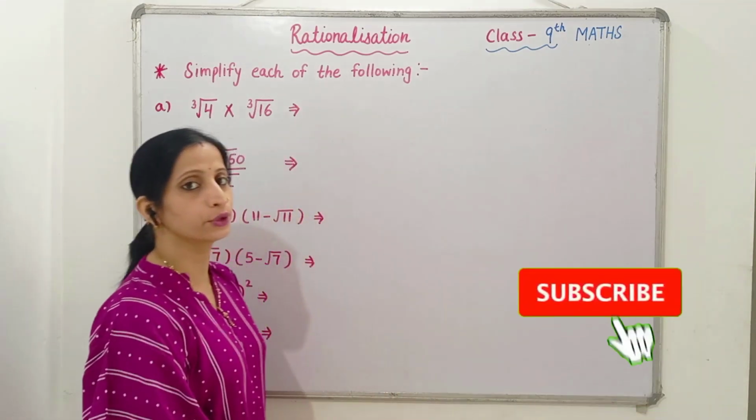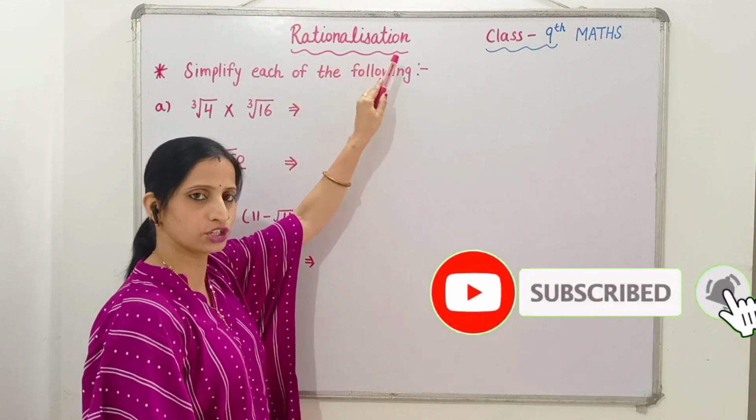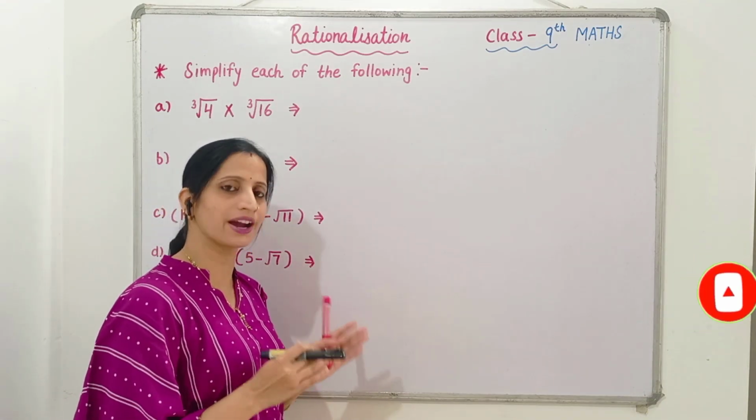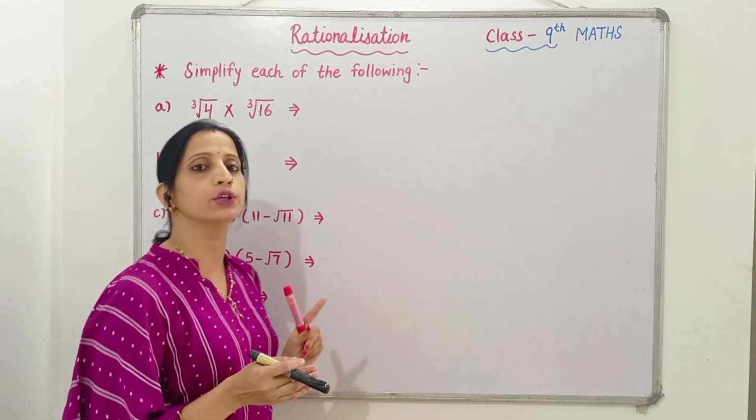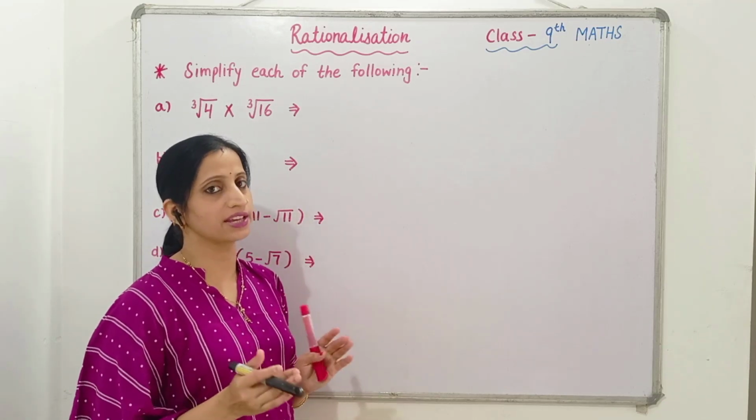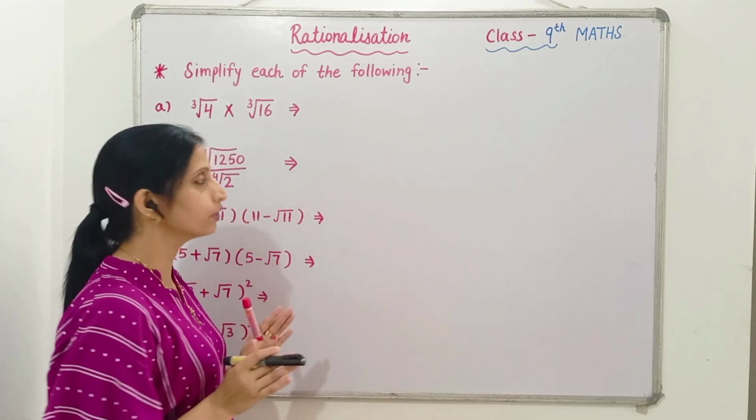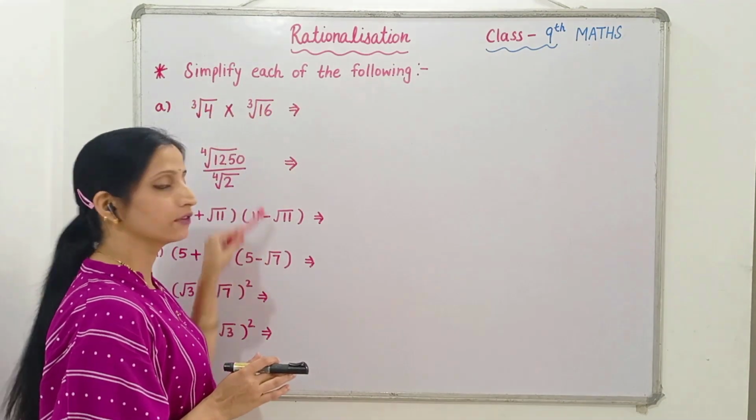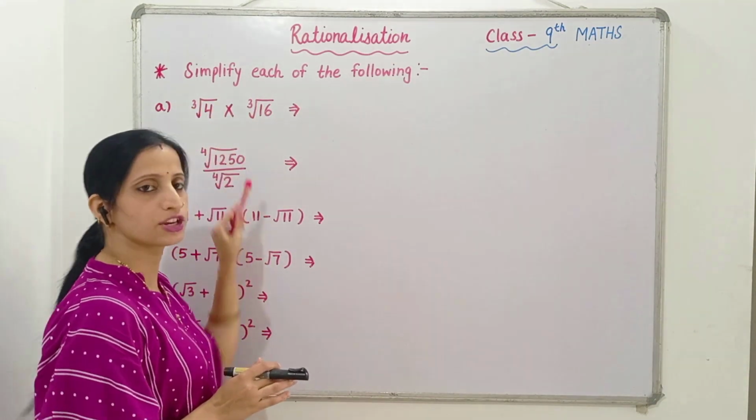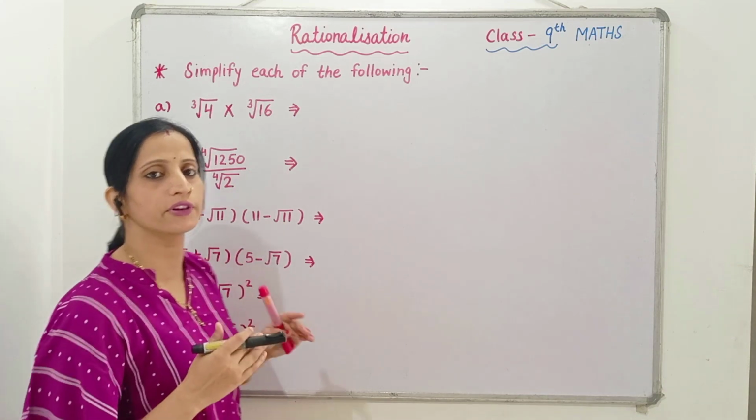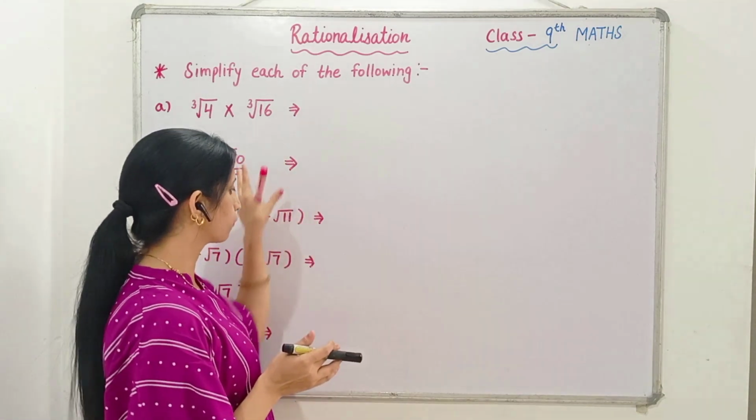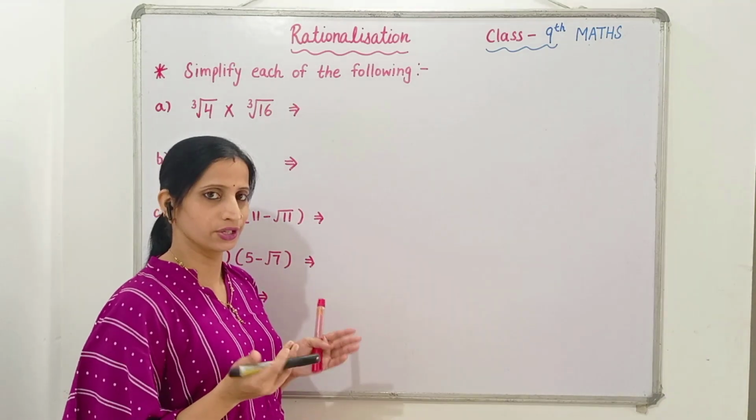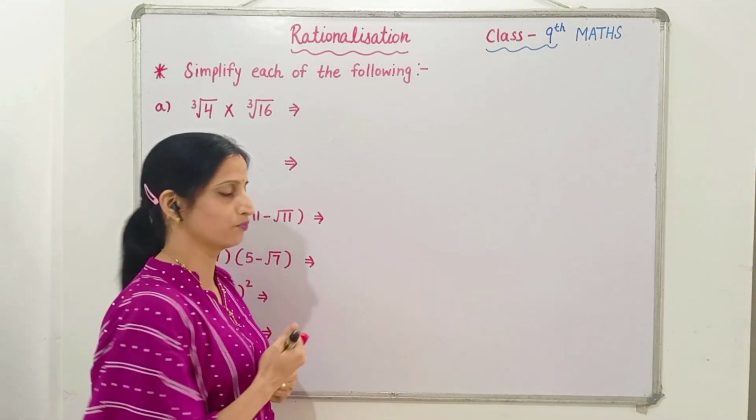So this video is based on rationalization, as my previous video was also based on this topic. Kindly watch that. In that video we learned how to rationalize the denominator. In this video we will learn how to simplify the given questions. When irrational numbers are given, how to simplify them. So in these type of questions we will use the properties of rationalization. Okay, so let's see how.